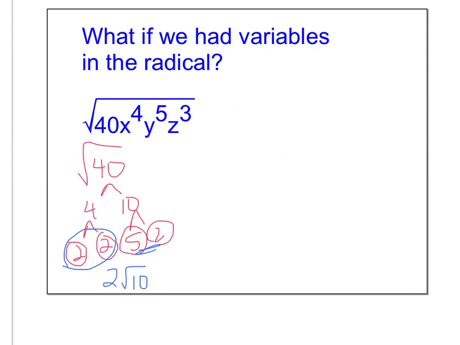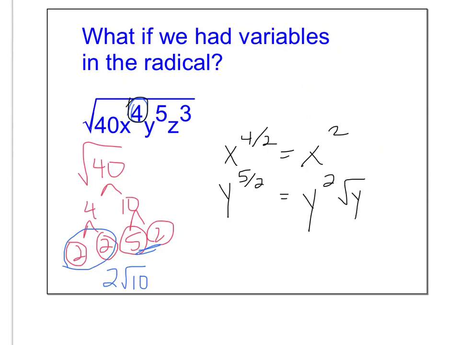Now here is the trick. We're looking for buddies, so when we're looking at variables, we take a look at the exponent. In this case, you've got 4. So you just take your exponent and divide it by 2, because every 2 makes a buddy. So 4 divided by 2, we just get x squared. For y, it goes in 2 whole times, but 1 is left over. And for z, same thing, except it's just 1 whole z, and 1 is left over.